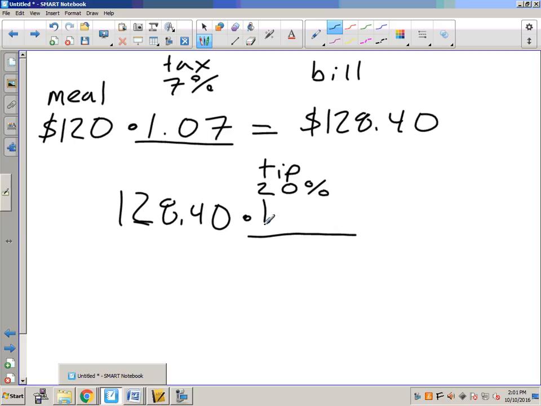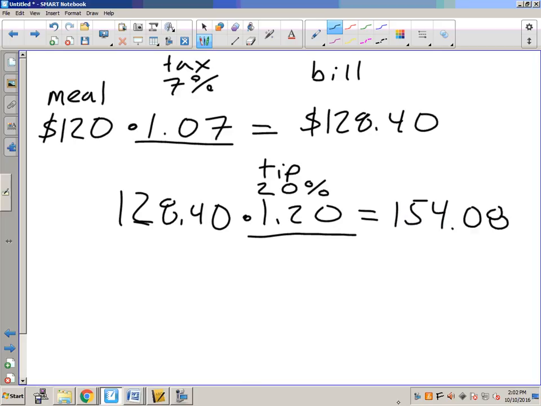1.20. And go ahead and tell me what that final value is. What are we actually going to spend out of pocket here? $154.08. That's a pretty expensive meal. But they're worth it, right? Oh, okay. All right.